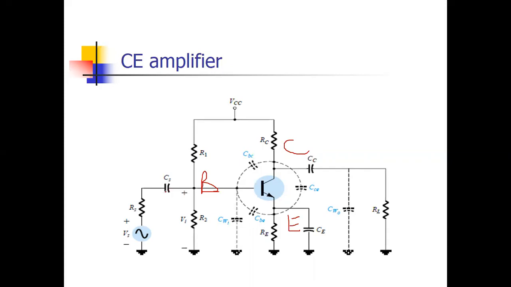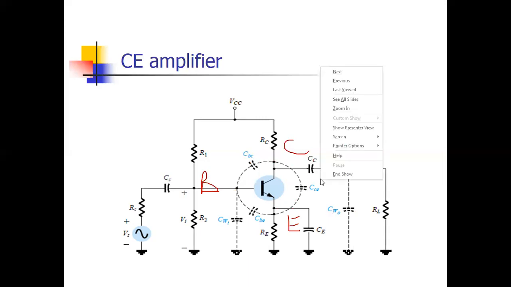If you see the capacitances here, this is your input coupling capacitance. This is your output coupling capacitance. This is your bypass capacitance. Okay. Coupling capacitance, bypass capacitance. Now the blue color capacitances: see, Wi is the input wire capacitance, Wo is the output wire capacitance. And these three capacitances are transistor internal capacitances that come into role at high frequency. Capacitance between B and C is CBC, capacitance between B and E is CBE, capacitance between C and E is CCE.